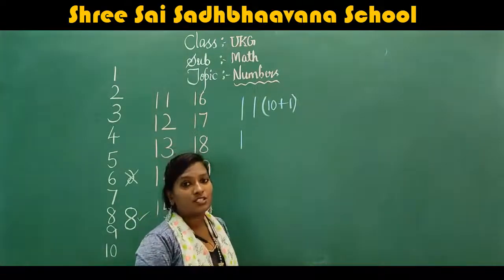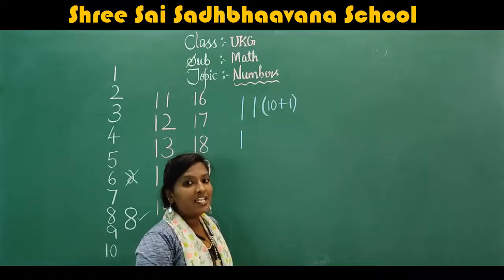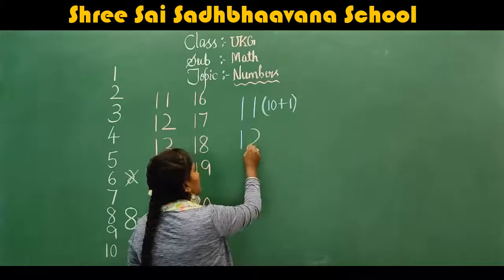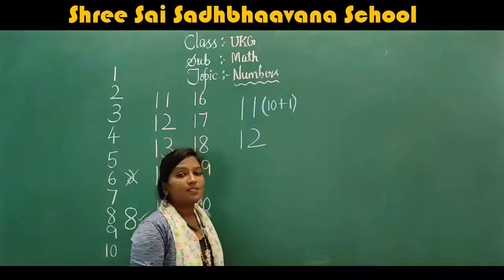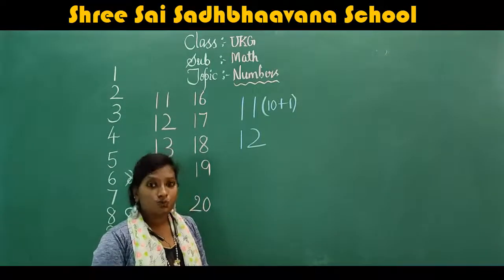Then how to write 2 children? Yes, you already know about that. Left curve, sleeping line. Next number 2. 1, 2, 12.